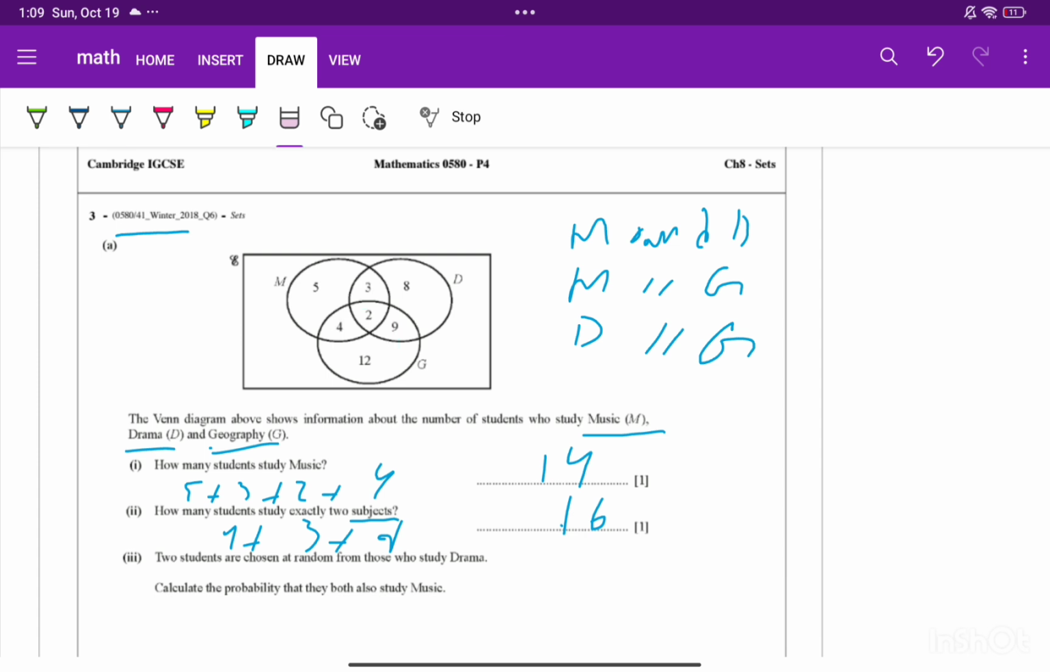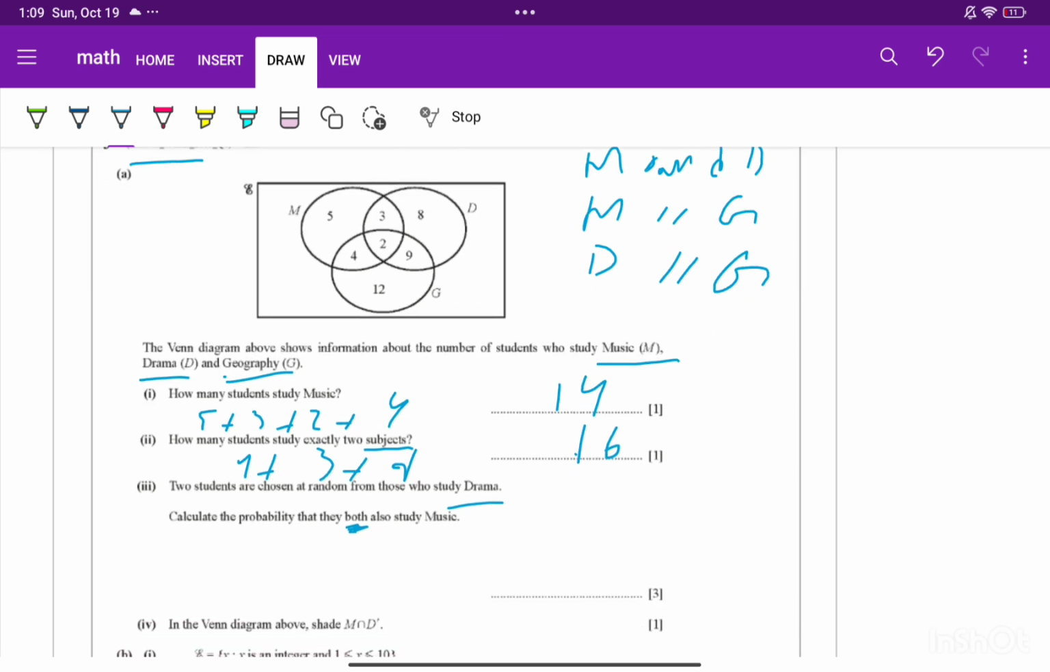2 students are chosen at random from those who study drama. Calculate the probability that they both also study music. Okay, so students who study drama are 8, 2, 3 plus 9. So 8 plus 2 plus 3 plus 9, so it's 22.